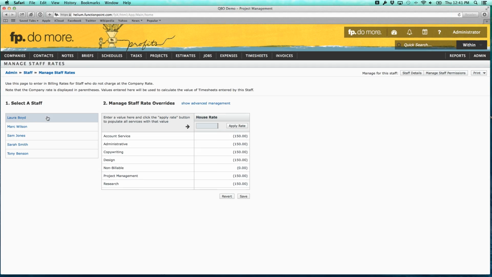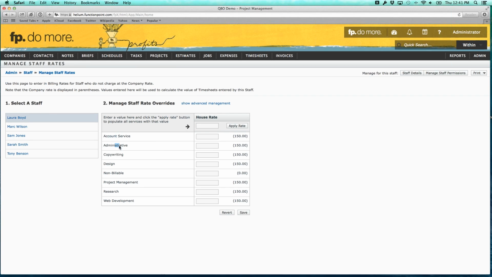What we have is each individual, and for each individual, what their rates are. Now notice that I have each of the services, and I then have a blank box, and I then have $150. So what this is showing me is, for this rate category, and if I had multiple rate categories I would see them here, I just have one, the default rate is $150. We just established that. This box is the rate for this specific staff person.